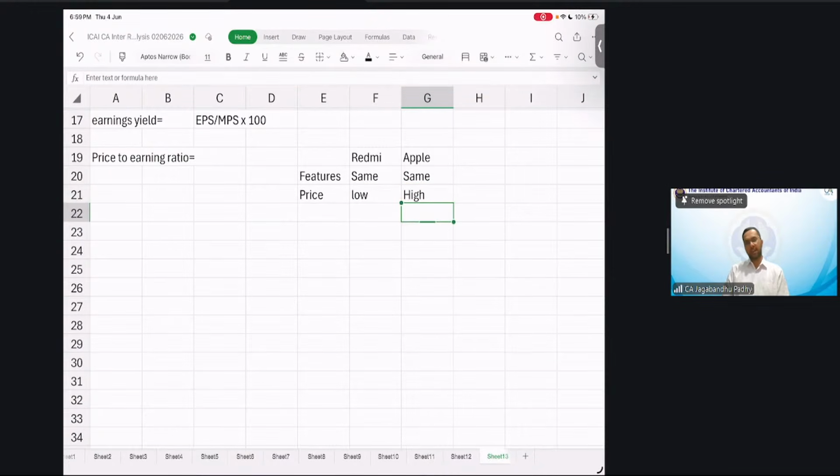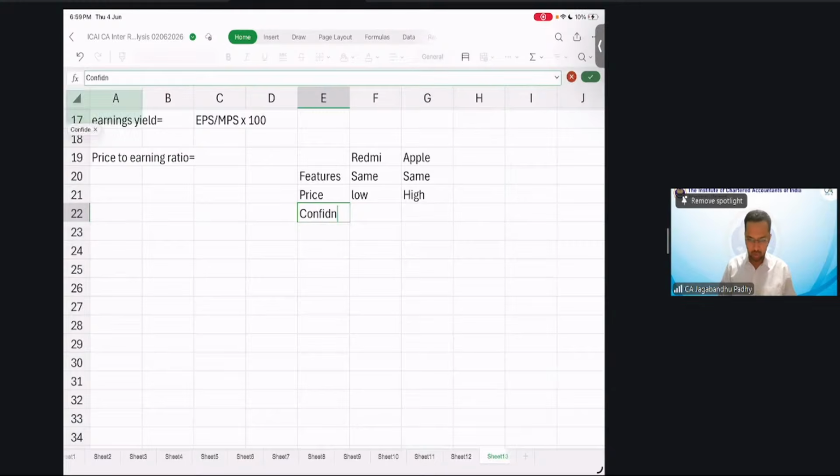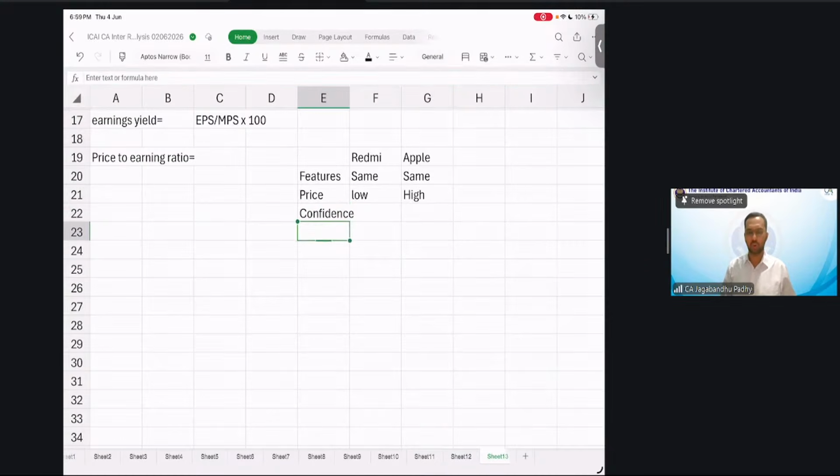Now, quite obvious that Apple is going to command a higher price, a price which is comparatively very high. Now, why is that going to happen? Why is it that Apple is going to command a higher price? Because price actually depends on the confidence of the buyer. Here the confidence is low and here the confidence is high. So people are ready to pay a higher price when they have greater confidence.